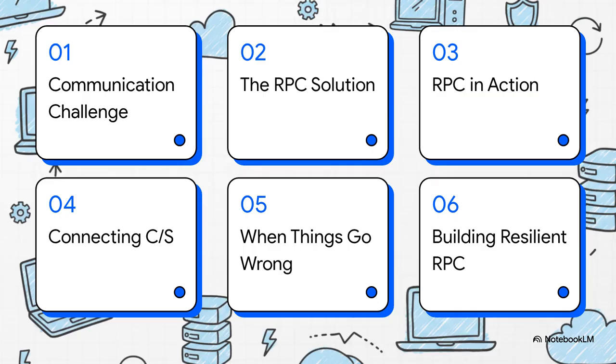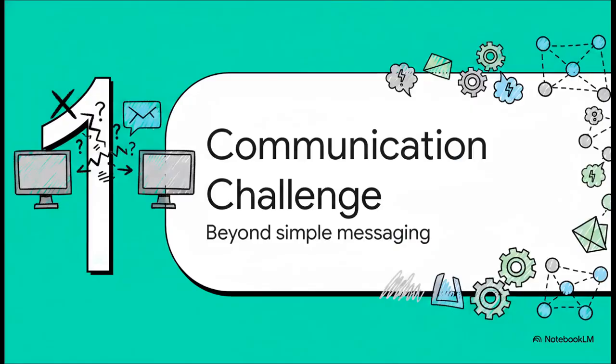All right, so here's our game plan. We're going to start with the communication challenge itself. Then we'll introduce a really powerful solution called RPC and see how it works under the hood. After that, we'll figure out how clients and servers actually find each other, look at what happens when stuff inevitably breaks, and finally, see how you can build a system that's ready for those failures. So let's start with the big problem.